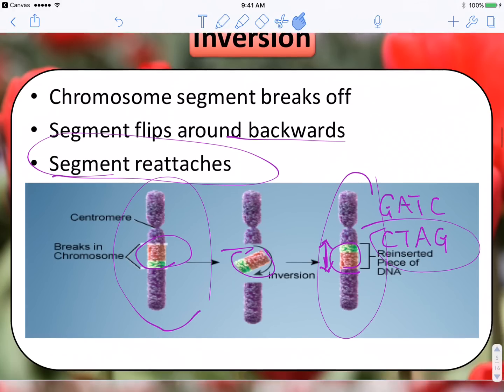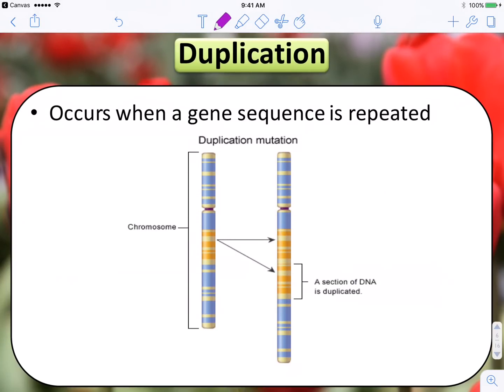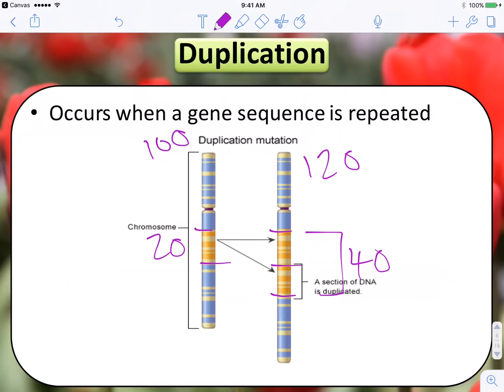A chromosome will go through duplication if a section of a chromosome or a sequence of genes is copied twice. That doesn't mean the entire chromosome is doubled in length, but only a section of it. So let's say this chromosome is 100 genes long, and this section is 20 genes. Well, that 20 gene section gets duplicated, so this would be about 40 genes. Since we have added on another 20 genes, the new chromosome would be about 120 genes long.